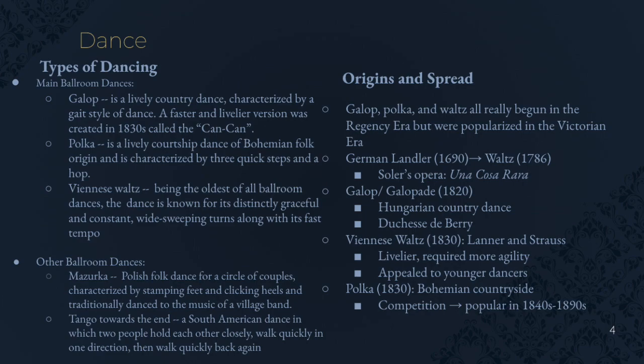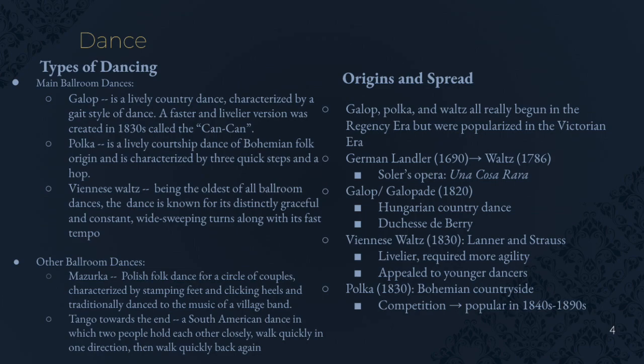In the 1830s, we also see the emergence of the polka. The polka began to emerge in the Bohemian countryside, and since it started in the 1830s, it wasn't as popularized at first because the Viennese waltz had just started to become a very big deal. So it took almost up until the 1840s for the polka to really be popularized, as it was in competition with the Viennese waltz. But once we reached the 1840s, the polka was very popularized up until the 1890s.